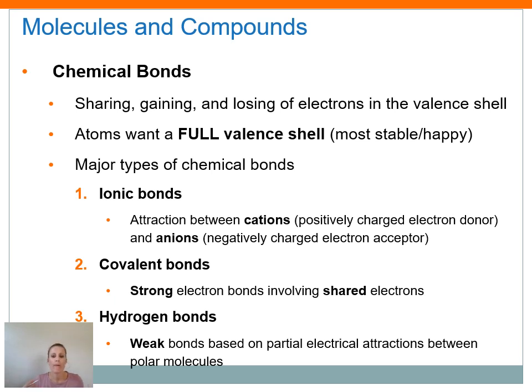Hydrogen bonds are bonds that are based on partial electrical charges. So instead of having a completely positive charge and a completely negative charge, you have a part of a molecule that's a little bit positive and a part of a molecule that's a little bit negative, and so there's a little attraction between them. This is not going to make any sense right now because you don't know what a polar molecule is right now. But eventually we'll get to that and it'll make sense to you. Okay, so let's just keep going for now.